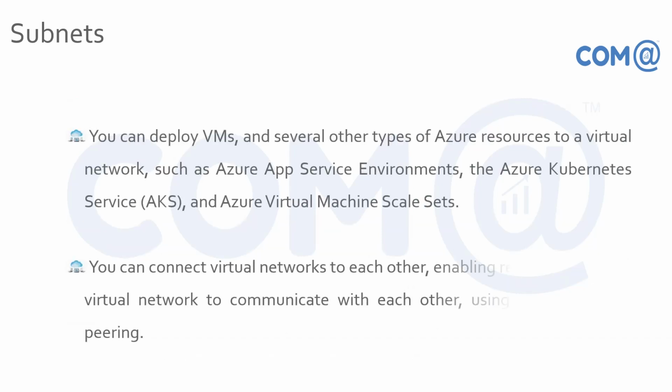You can deploy VMs and several other types of Azure resources to a VNet, such as Azure App Service Environment, AKS, that is Azure Kubernetes Service, and Azure Virtual Machine Scale Sets. You can connect virtual networks to each other, enabling resources in either virtual network to communicate with each other using virtual network peering.